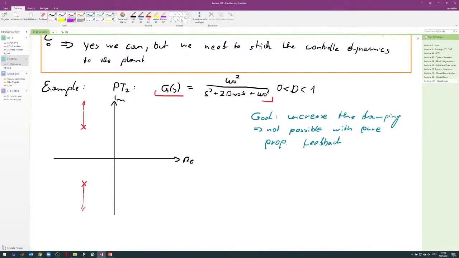Okay, but we know if we add a zero somewhere, let's add it, for example, here, the new root locus curve will look like this. If you do the rules, you will see that it's somehow going to meet here, and one pole needs to go to the zero, you know that, and the other one goes to infinity. Okay, so this is your new root locus curve.